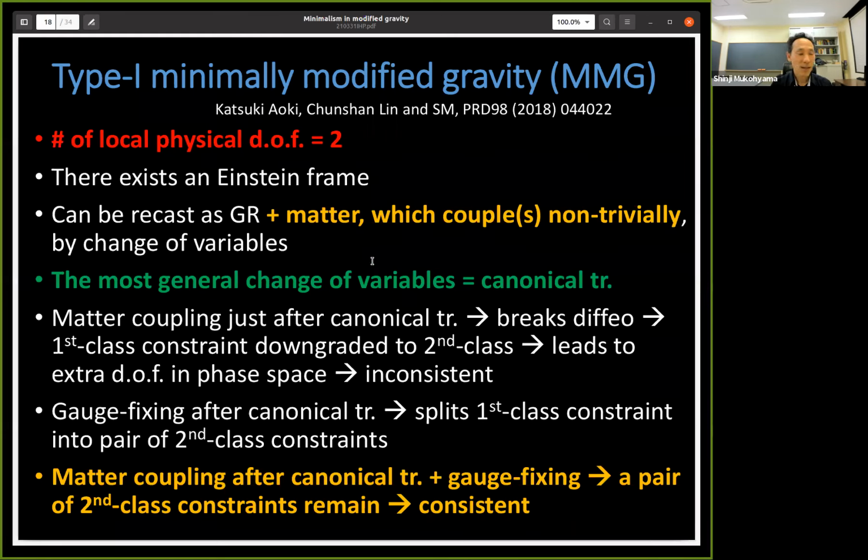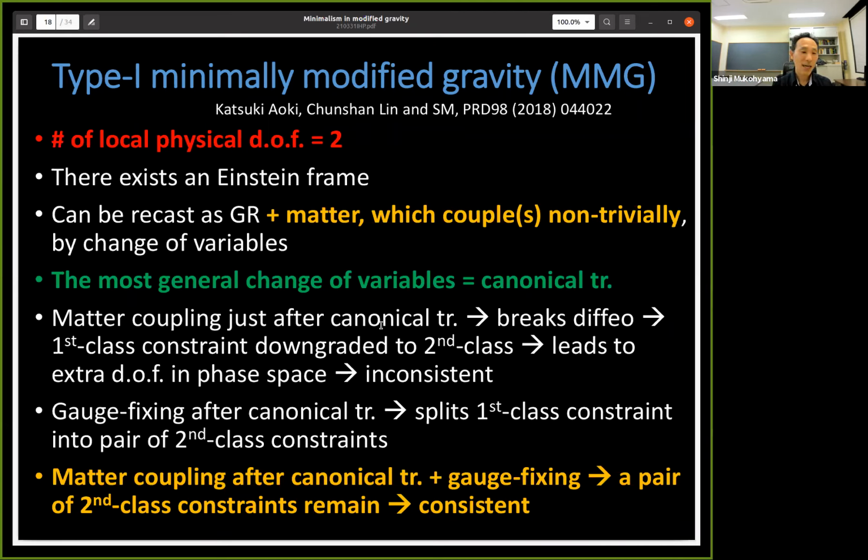So as we know, at least as far as we know, the most general change of variables is canonical transformation. So we can start from GR, then perform canonical transformation. However, there is something subtle: if we couple matter just after canonical transformation, then something goes wrong. Indeed, just after canonical transformation, we have diffeo. Diffeo is not broken. After canonical transformation, diffeo looks a bit non-trivial, but it's there because it is GR written in different variables.